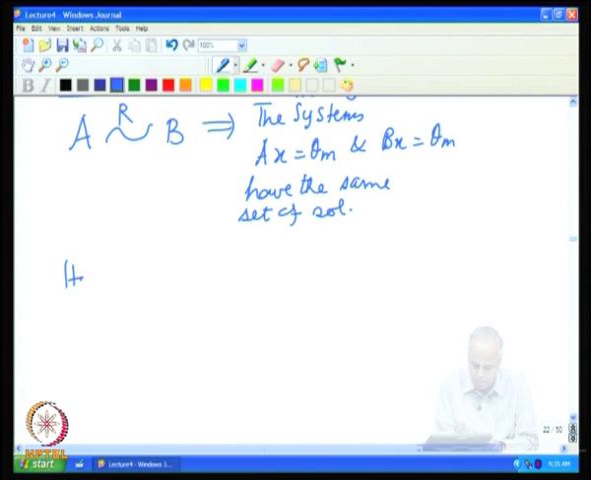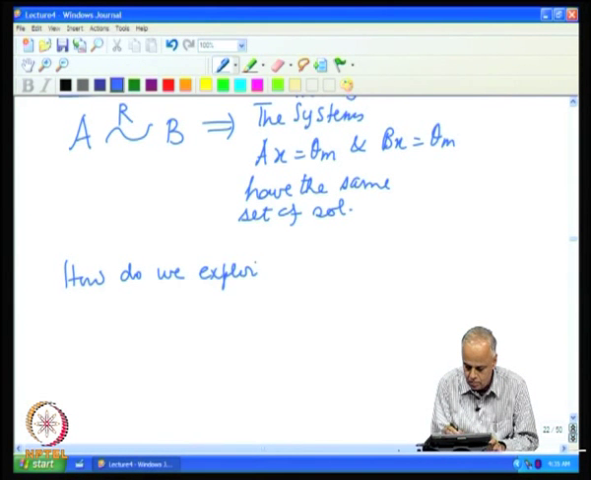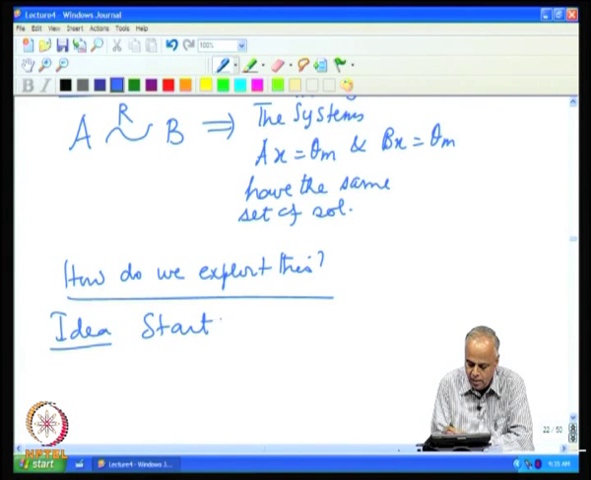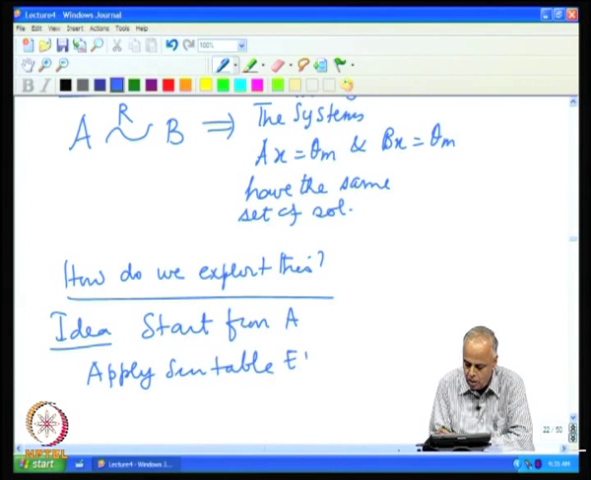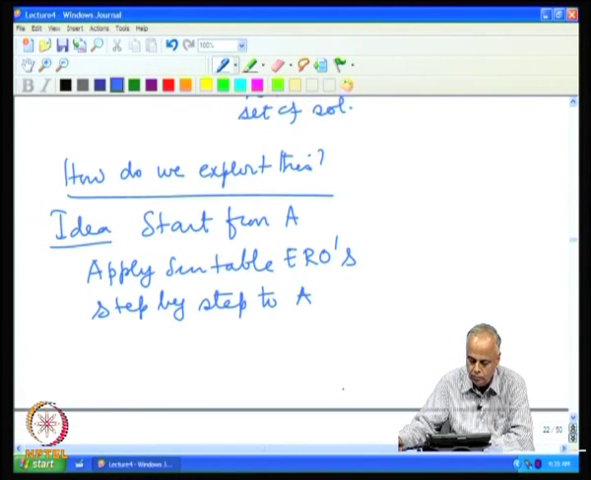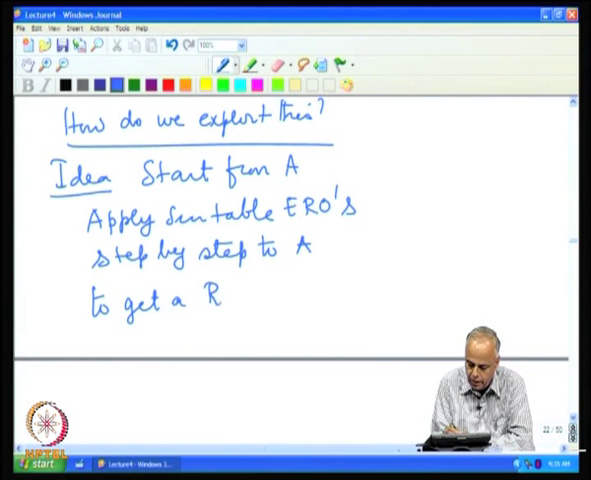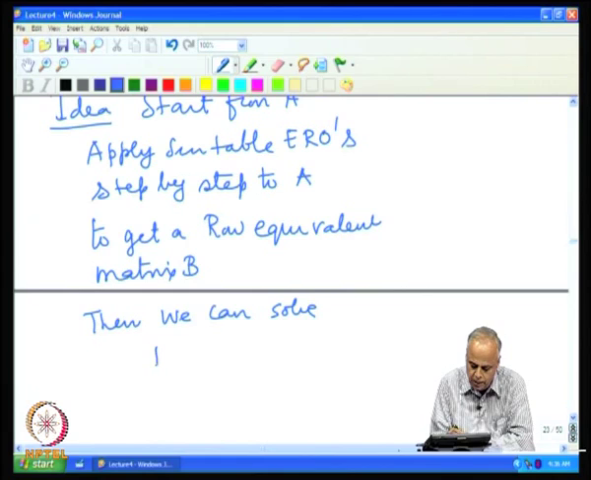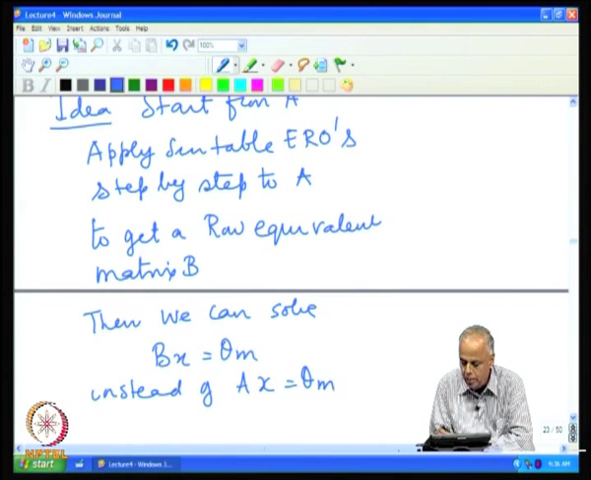How do we exploit this? The idea is, start from A, apply suitable EROs step by step to A to get a row equivalent matrix B, then we can solve Bx equal to theta m instead of Ax equal to theta m, because both have the same set of solutions.